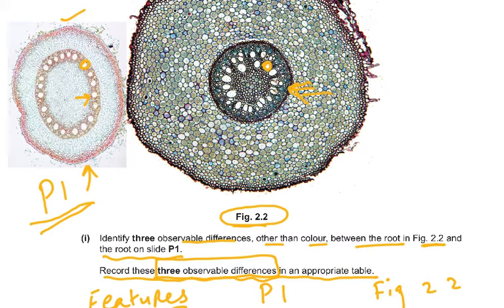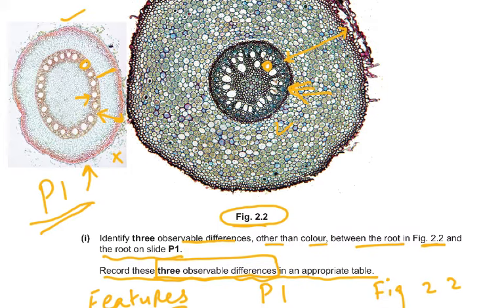Then the endodermis is not visible in this one, but it is visible in this one; it was not very visible in the Cambridge slide. The width of the cortex is narrower. This cortex is narrower than the cortex here. So look at the cortex here. The cortex here is this.